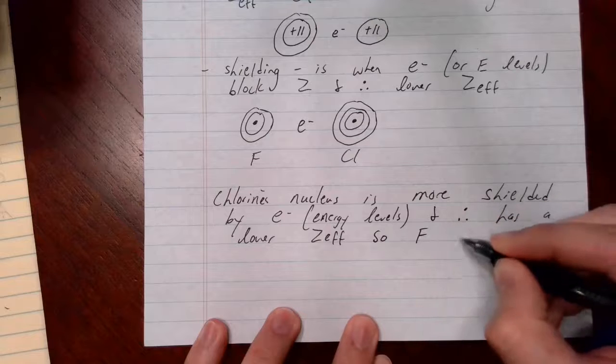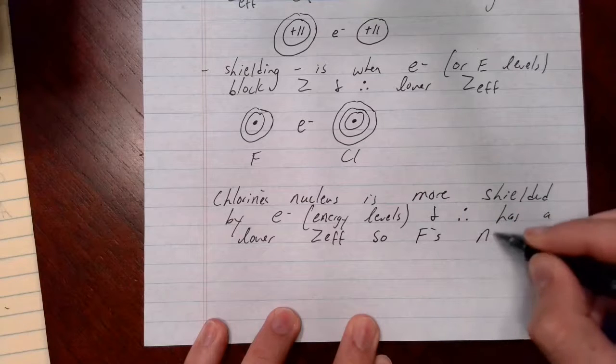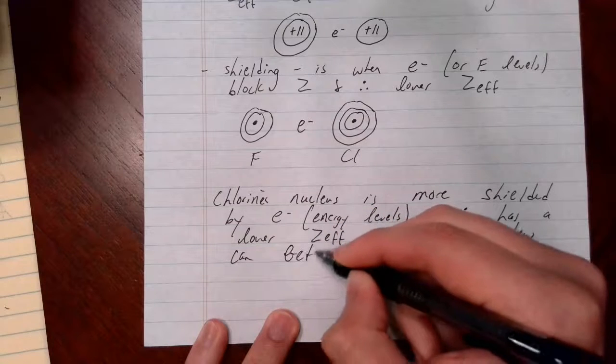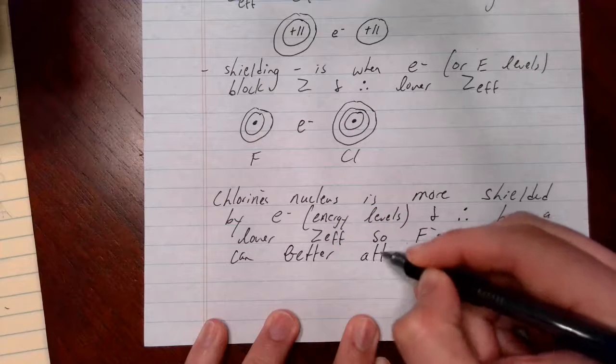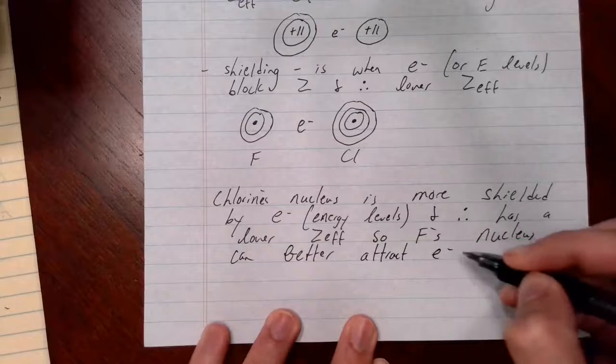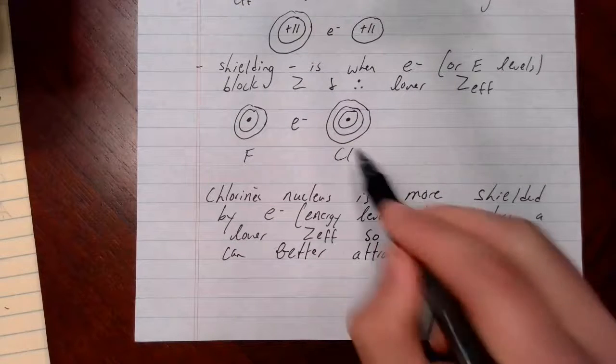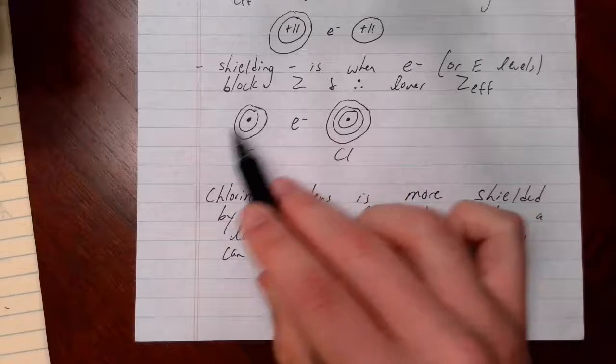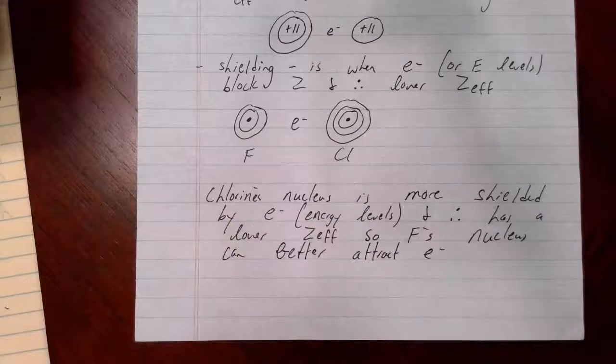Fluorine's nucleus can better attract electrons. Because there are more energy levels shielding chlorine's nucleus, fluorine's nucleus can more easily attract the electron. So that is the reason for the trend up and down the periodic table.